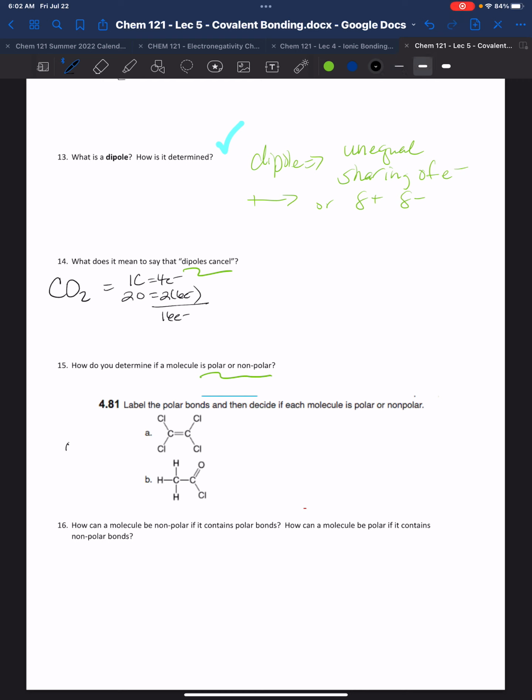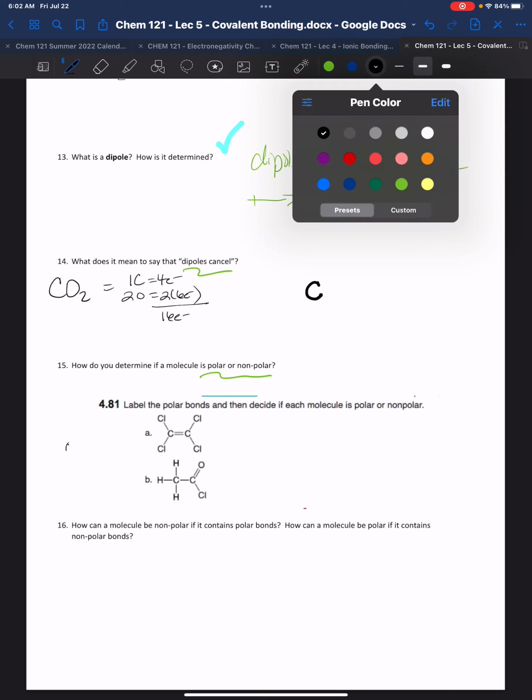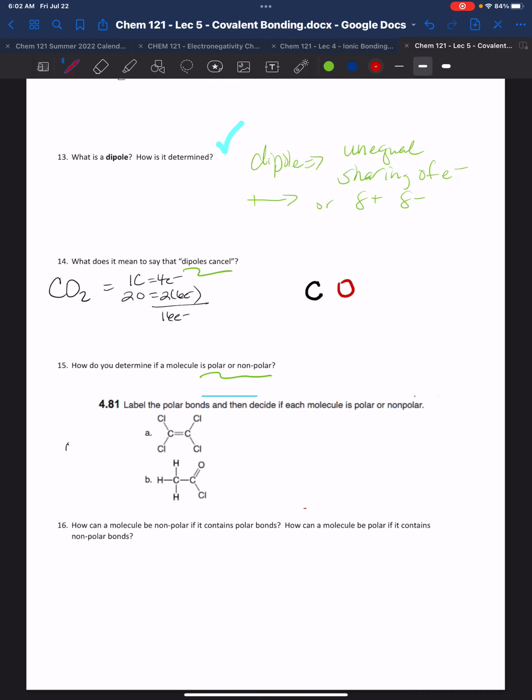We know carbon's going to go in the center because carbon has the most bonds. We're going to put oxygen, just for symmetry purposes, on either side. We're going to show those electrons connecting them, right? So we're going to put 2 electrons there and 2 there. So we use 4 up, and we have 12 electrons left.